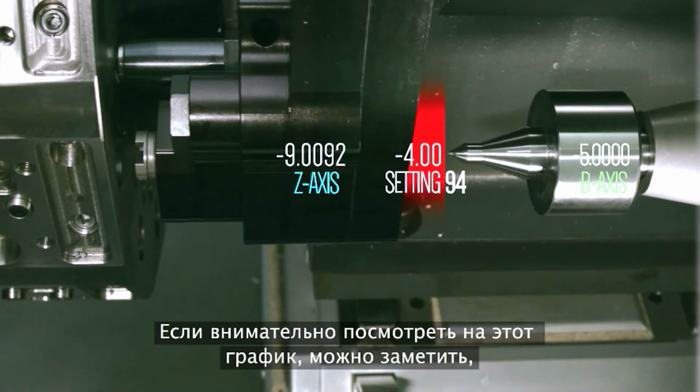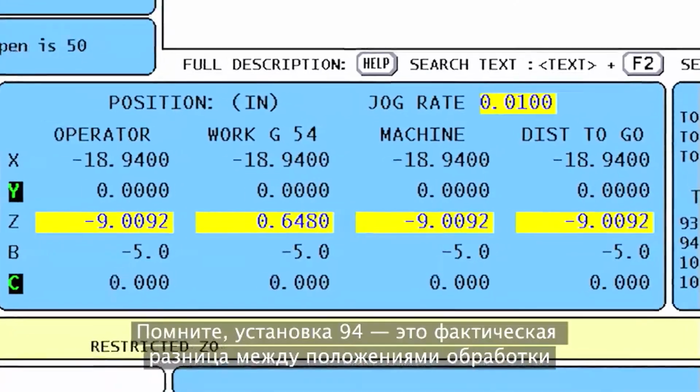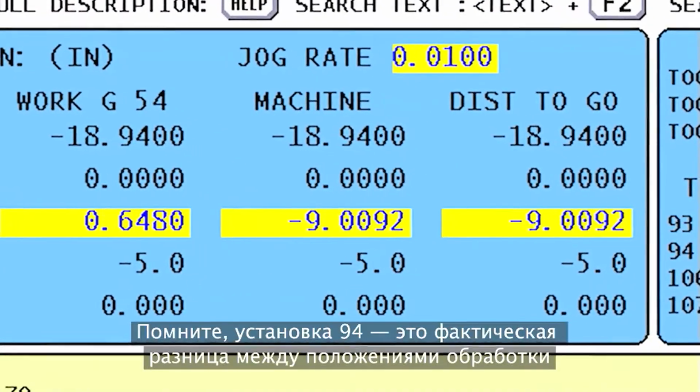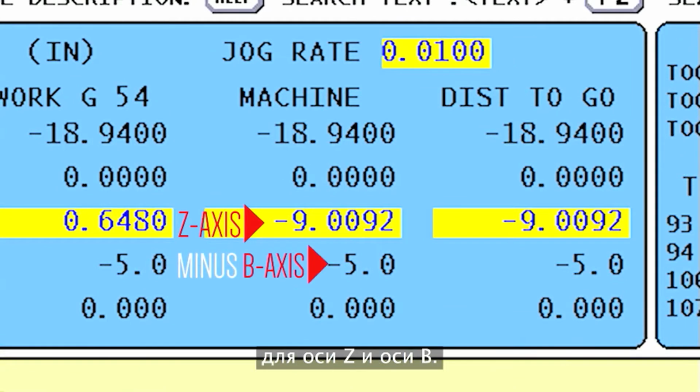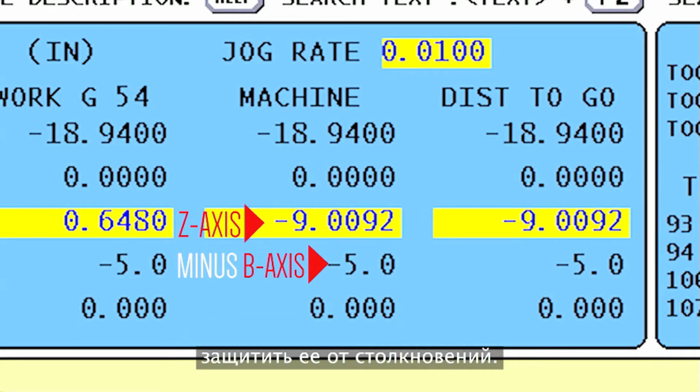When you take a closer look at this graphic, you might say, well, that red distance is obviously not 4 inches. Remember, setting 94 is actually the difference between the Z-axis and the B-axis machine positions. So we know how to control the tailstock's position and protect it from crashing. We're ready to clamp our part.